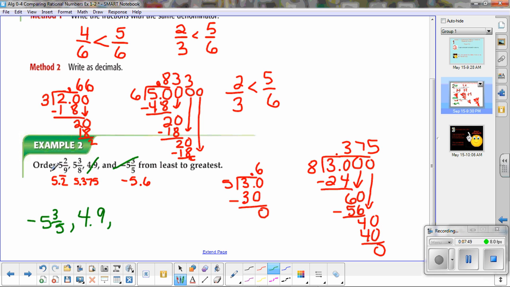And that leaves us with these two right here. They both have a 5 in the ones place. So now we're going to look at the tenths. We have a 2 and we have a 3. 2 is smaller than 3, so this one's going to come first, or it's smaller. So we're going to write 5 and 2/9. And then that means our last one, or the largest, is 5 and 3/8.